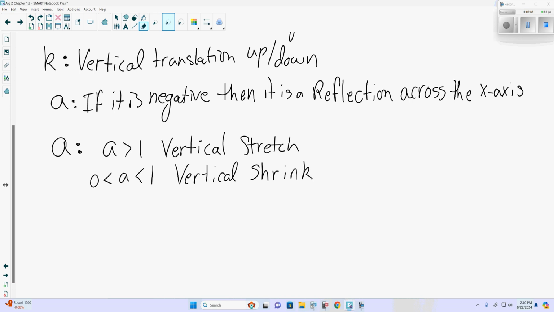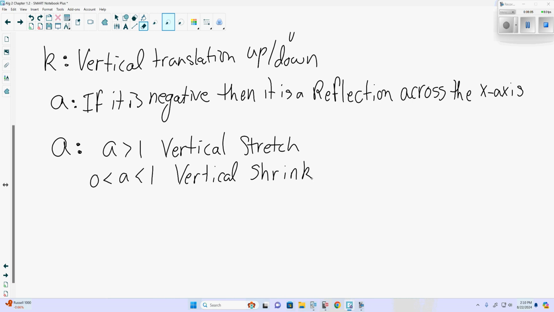Now, if the value is between 0 and 1, it's a vertical shrink. So if the number value of a is greater than 1, it's a vertical stretch. If it's between 0 and 1, it's a shrink. And we're looking at the number, not the sign. Because if it's negative, it's a reflection. But if the number is greater than 1, it's a stretch. If it's between 0 and 1, it's a shrink. So questions on this here.